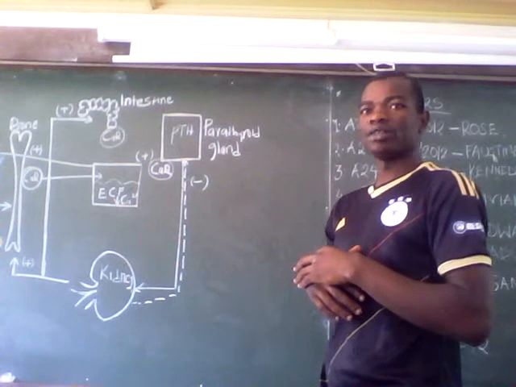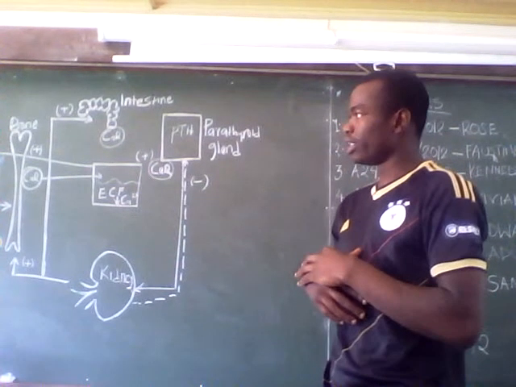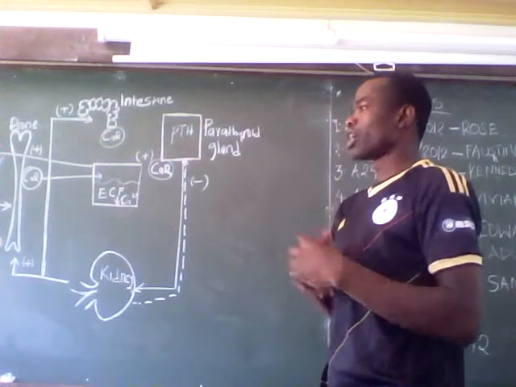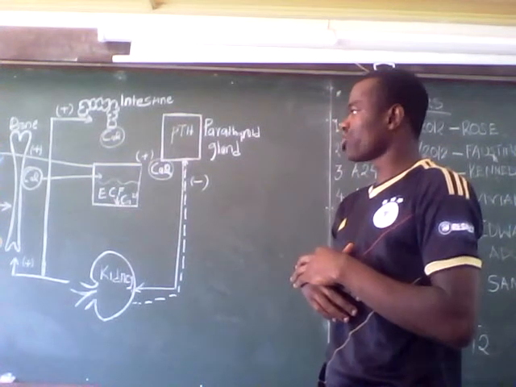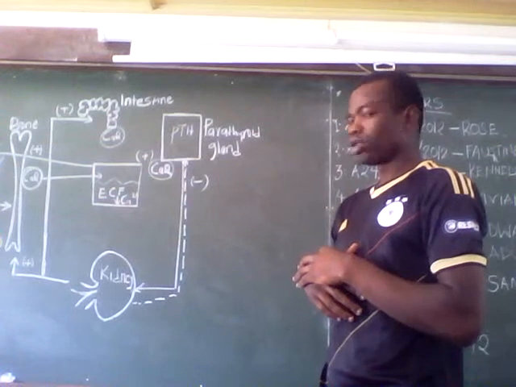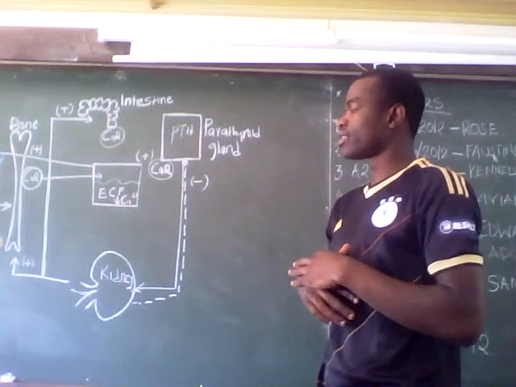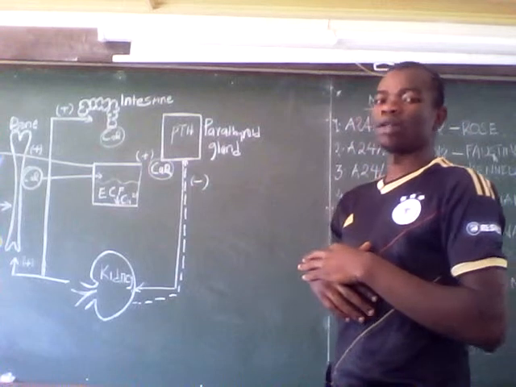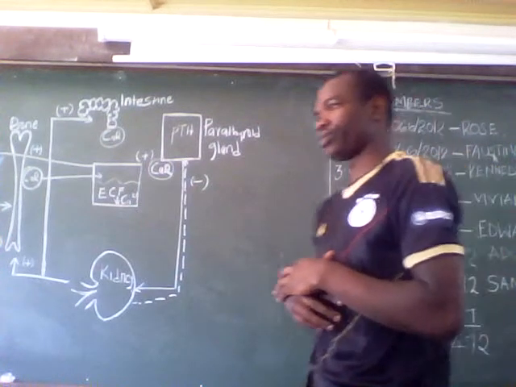The last function of calcium ion in the body is that it helps in muscle contraction. In association with magnesium ions, calcium ion aids in the contraction of muscles in the body. Thank you.